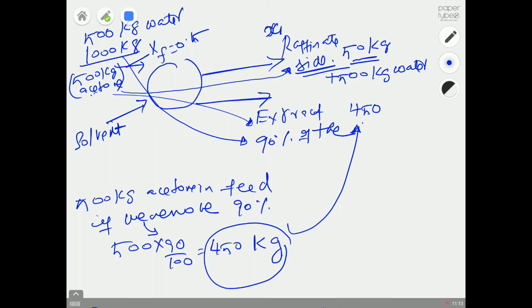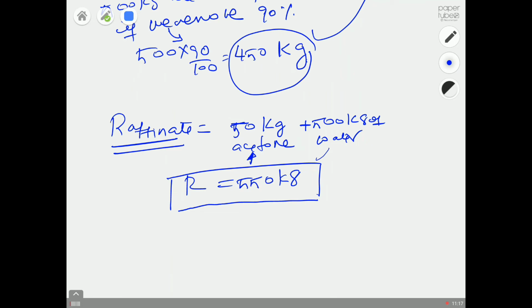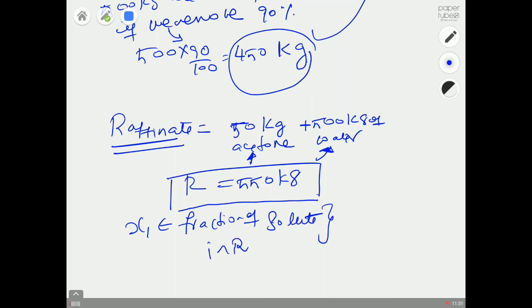So we know the mass of acetone is 50 kg and the total weight of water is 550. So x1, the fraction of solute in R, should be equal to 50 divided by the total mass, 50 plus 550, which should be equal to 0.09. Let me calculate it. What's this value? 0.909, something like that. Yeah. So that will be our x1 value, and then how to get the y1 value?